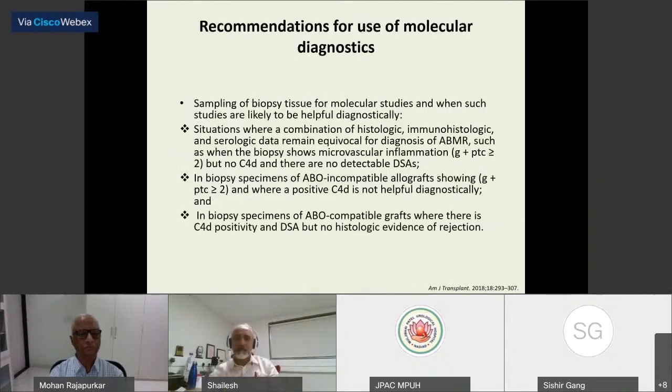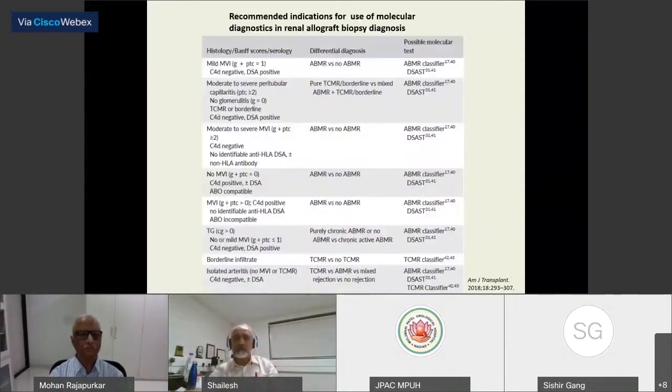There are various recommendations for the use of molecular diagnostics in acute antibody-mediated rejection, where the histopathology is inconclusive, where we have glomerulitis and peritubular capillaritis but no C4d staining or no detectable DSA. In such conditions, molecular transcriptome analysis will be helpful for the diagnosis.